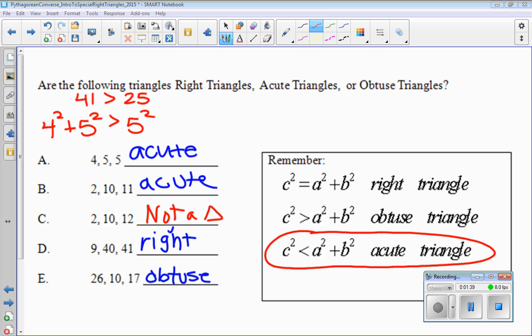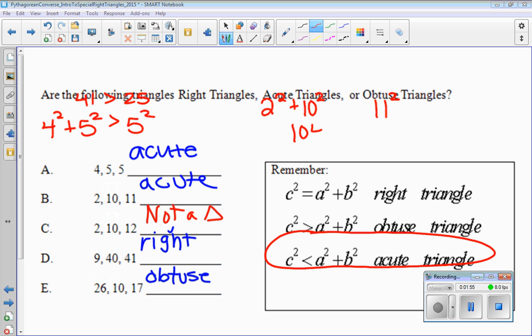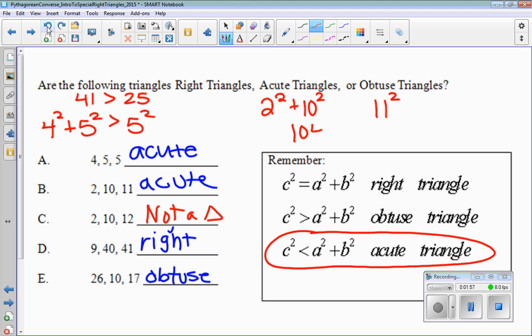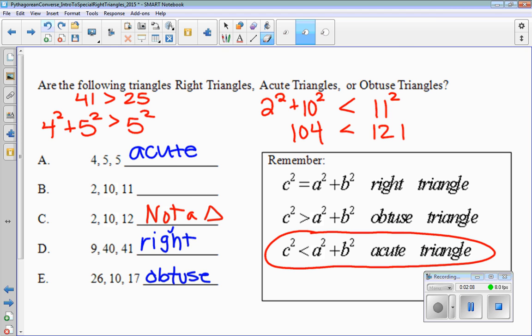Let's check it up here. 2 squared plus 10 squared, how does that relate to 11 squared? Well, when I add the two smaller ones together, I get 104, and that's going to be less than 121. So since the largest side squared alone is larger, that's actually going to make this one a what kind of a triangle? An obtuse triangle, okay?